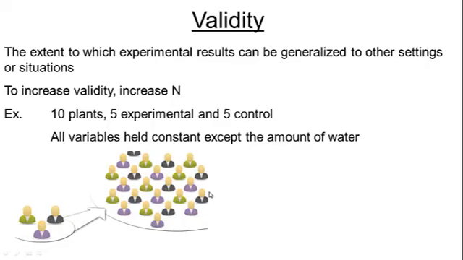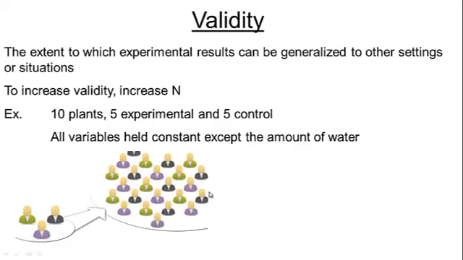So for instance, in Jesse's experiment, maybe we have 10 total plants instead of just 2 of them. We have 5 experimental plants and 5 control plants. We would hold all the variables constant except for the amount of water. And what that does is it makes sure that the growth of the plants is not going to be impacted by things other than the water. It's not just going to be a chance event that maybe one of the plants was sort of unhealthy to begin with.